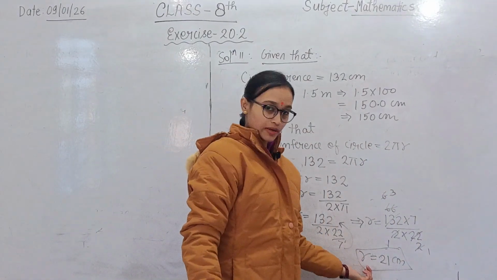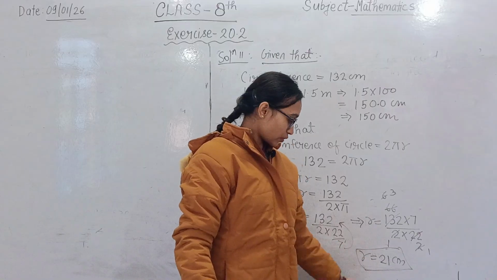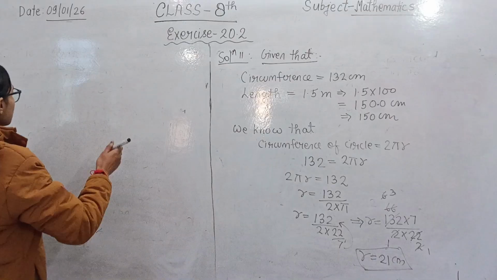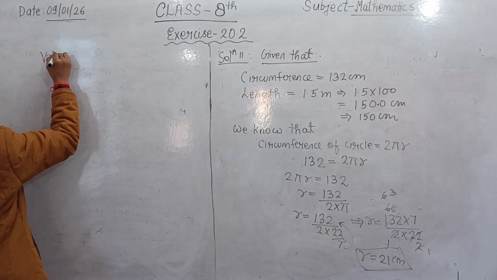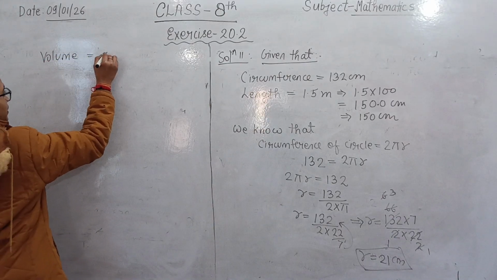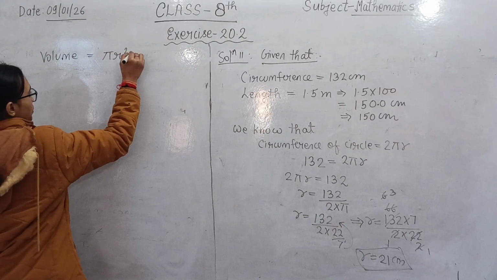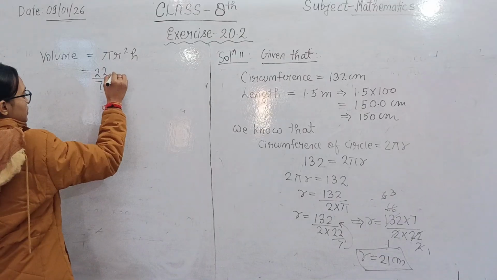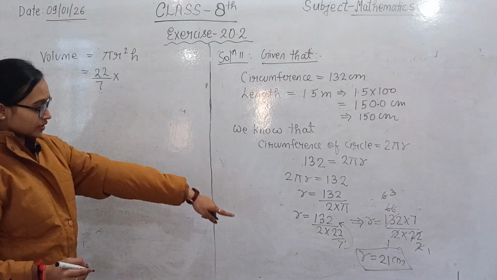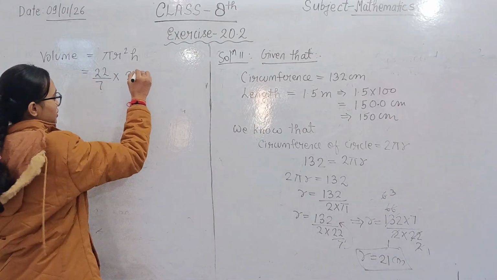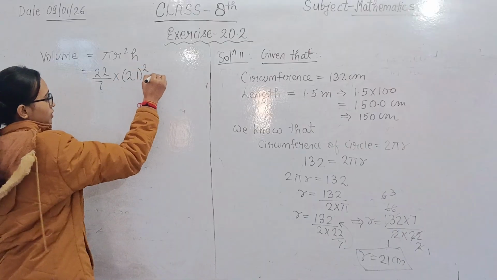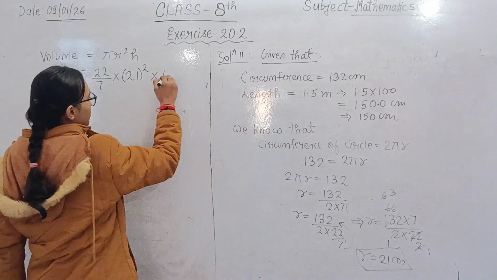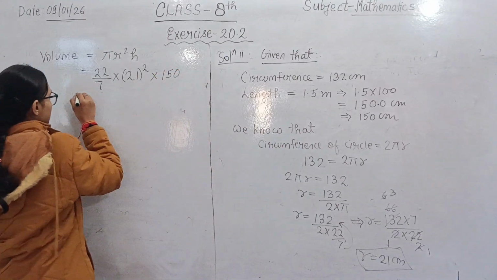Now here we have calculated r. We have to find the volume of timber. So volume is given by pi r square h. Value of pi is 22 upon 7. R means radius, and radius we have calculated 21 centimeter. So 21 whole square, multiply by h. H means height. Length we have calculated 150 centimeter.